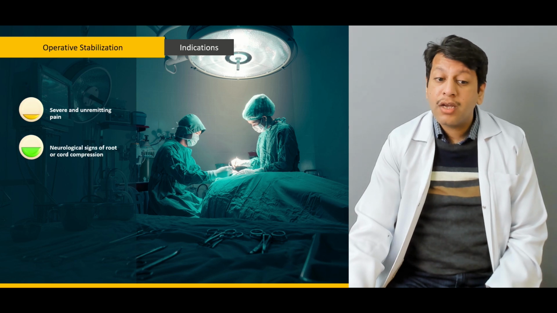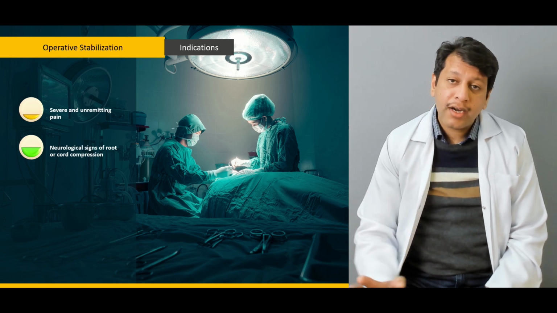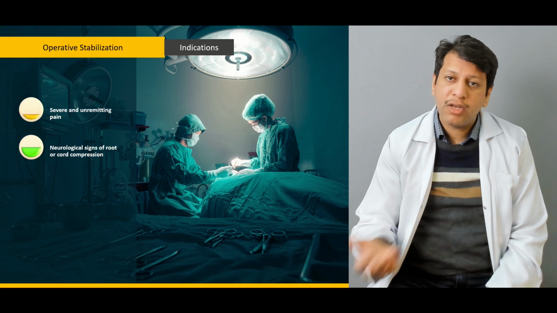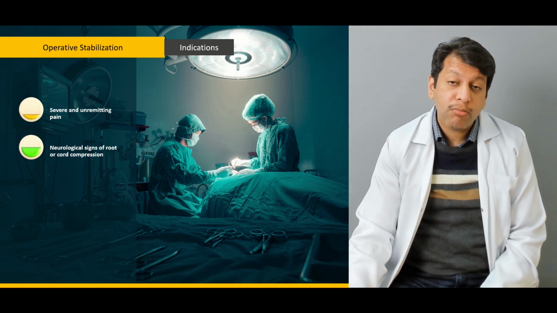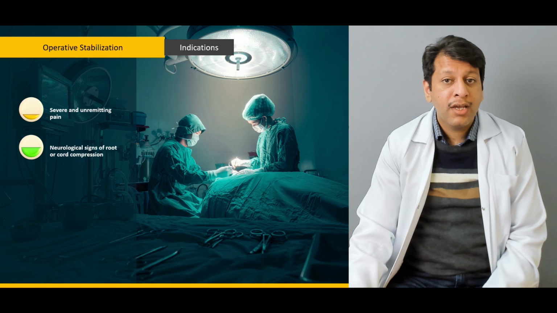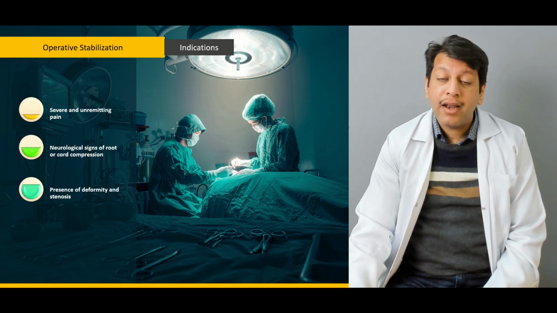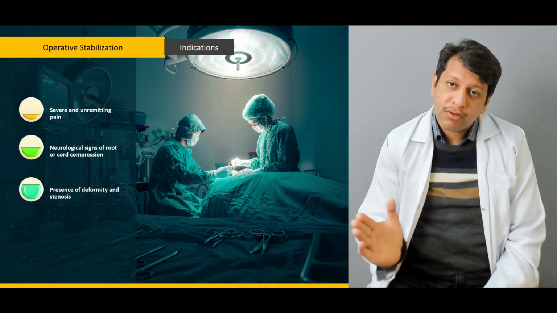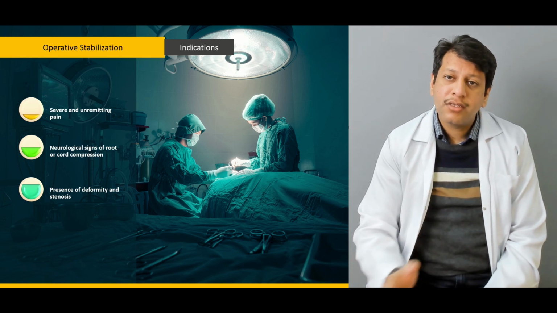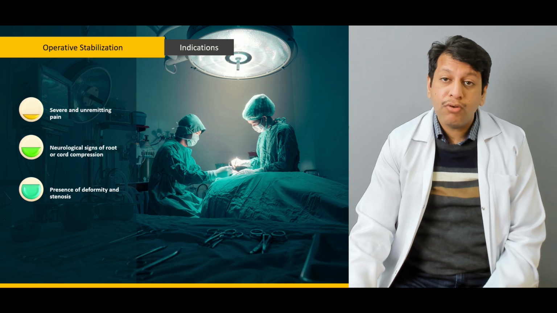Then neurological signs of root or cord compression, that is, the signs of radiculopathy or myelopathy. If they are coming in, then you probably need to go in for surgery and fix it. Presence of deformity or stenosis. Again, if the space available for the cord has gone down and is less than 10 mm, then yes, you probably need to fix it.